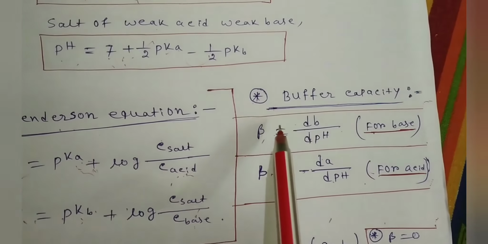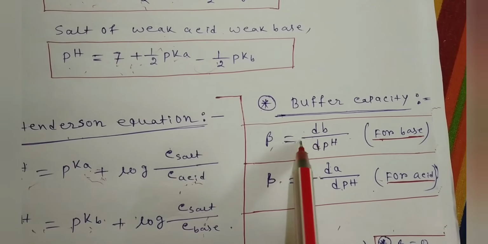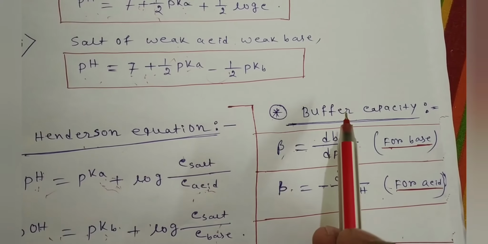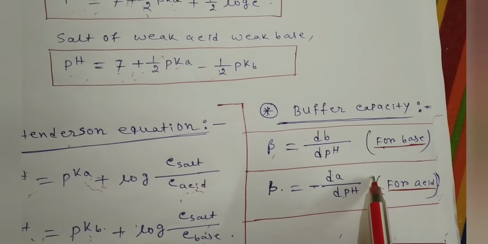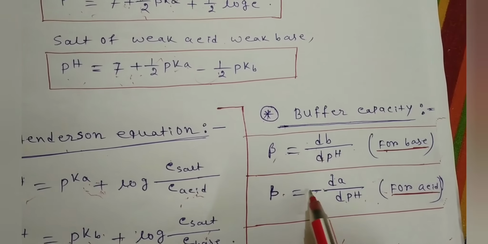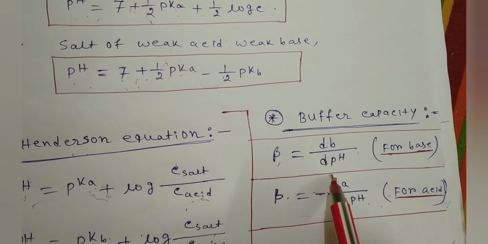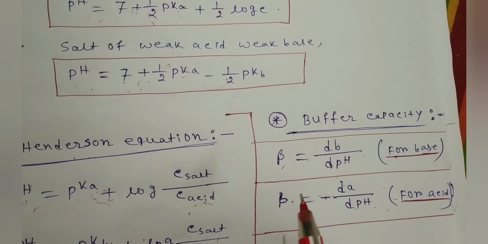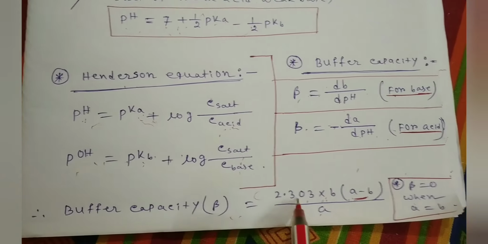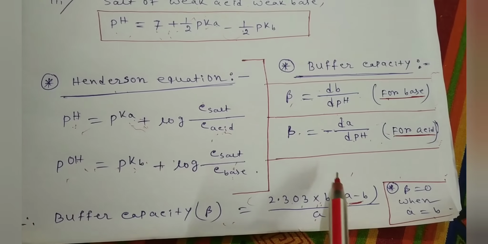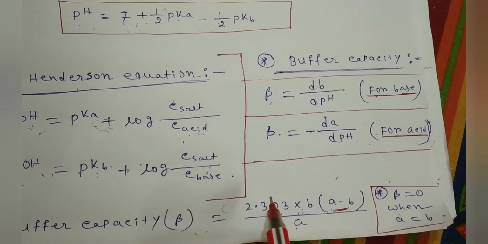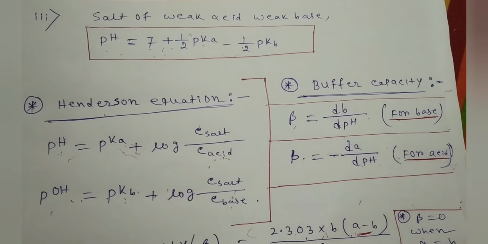And here buffer capacity beta equal to dB by dpH, positive because with increasing base pH will increase. When we increase the amount of acid, then pH will decrease, so it will be negative. So beta equal to dB by dpH for base, and for acid beta equal to minus dA by dpH. And from the Henderson equation it will be this value 2.303 B into (A minus B) by A. At the equivalence point A equal to B, then buffer capacity will be 0. So these are the important things.